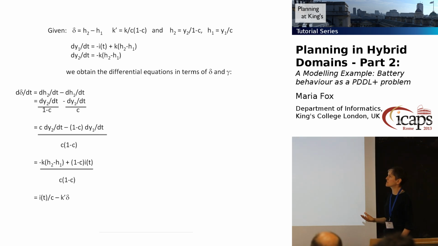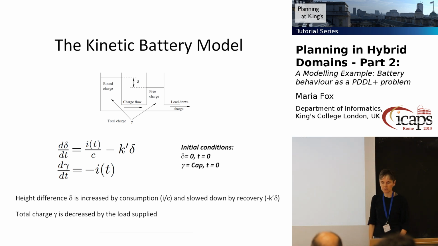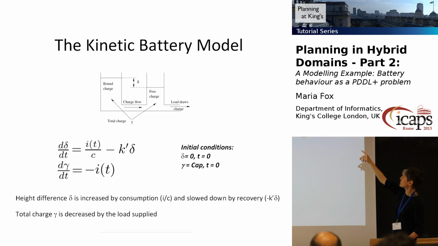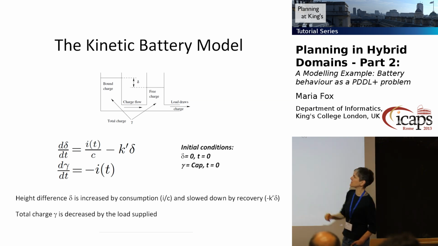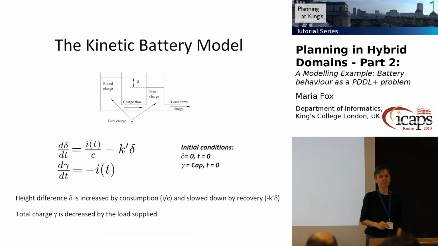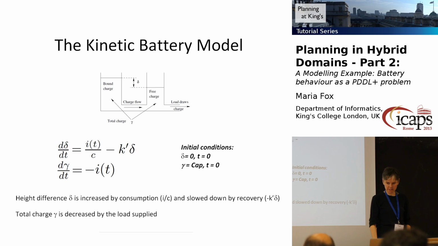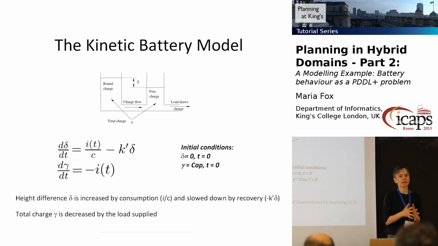Okay, so that gives us a differential equation for delta, and now we also want one for gamma, which is much simpler because d gamma by dt is dy1 by dt plus dy2 by dt. If you look at those two things, clearly the k's are going to cancel each other out, and you're just left with minus i. Okay, so now we have the two differential equations that we are interested in, that capture all of the key behaviour of the battery that we care about.